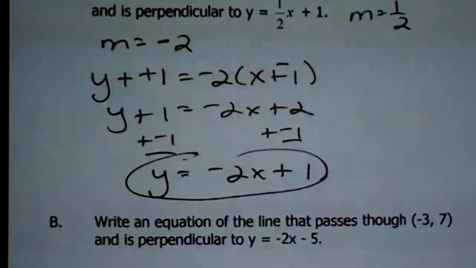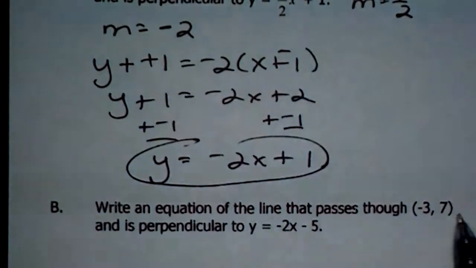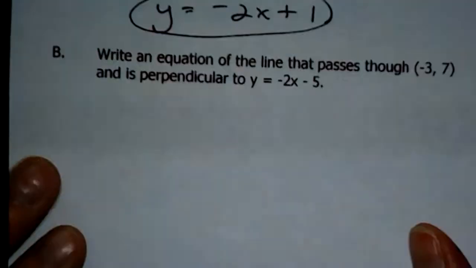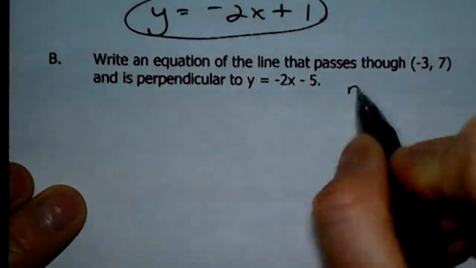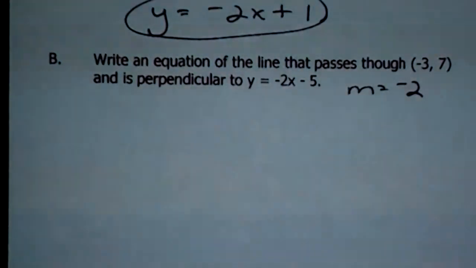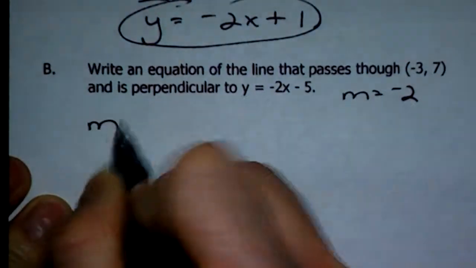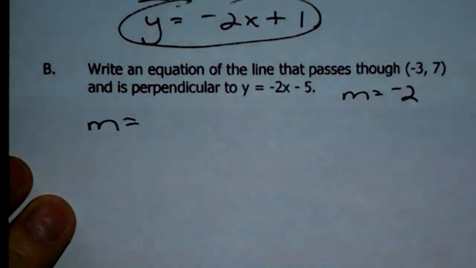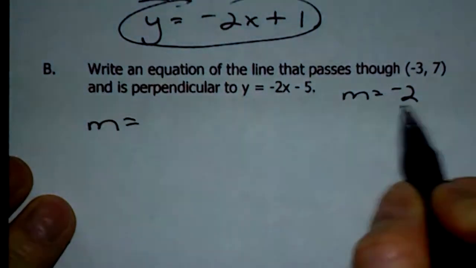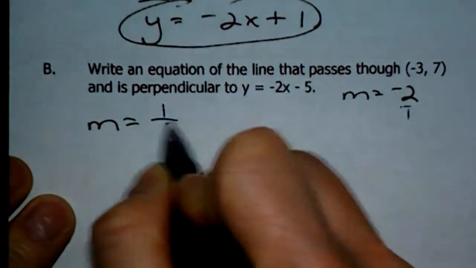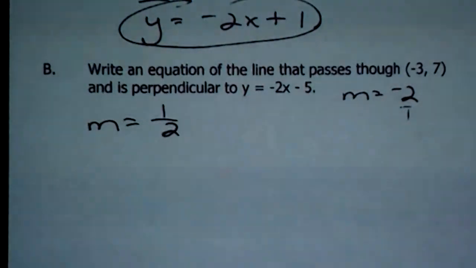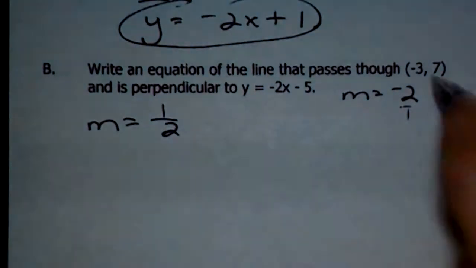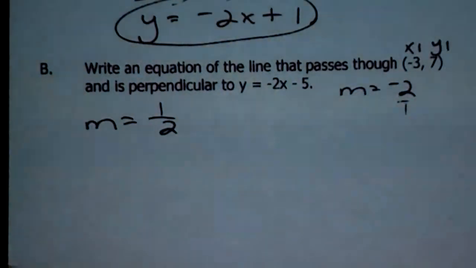Alright, another one of these. Write an equation that passes through (-3, 7), and is perpendicular to y equals negative 2x minus 5. So the slope that's given by this equation is negative 2. The slope I want to use to write an equation that's perpendicular is opposite reciprocal. So opposite of negative is positive, so this is positive, and the reciprocal of 2 is 1/2. So I want the equation that I write to have a slope of 1/2, and negative 3 is my x1 and 7 is my y1.